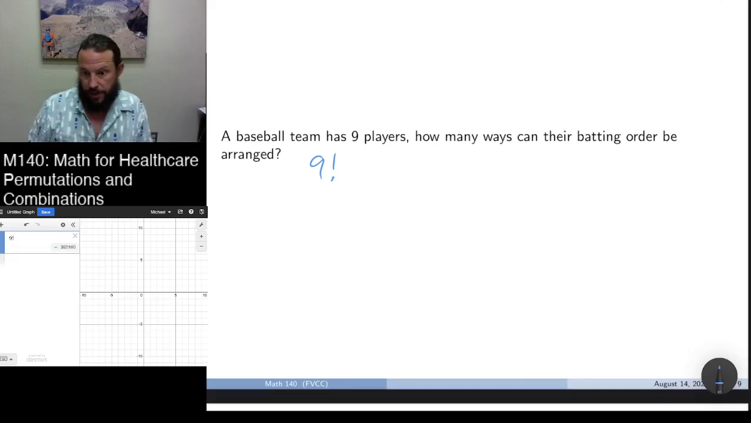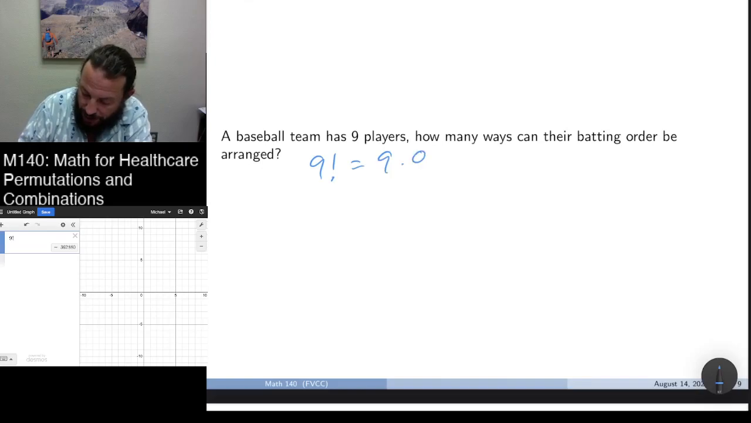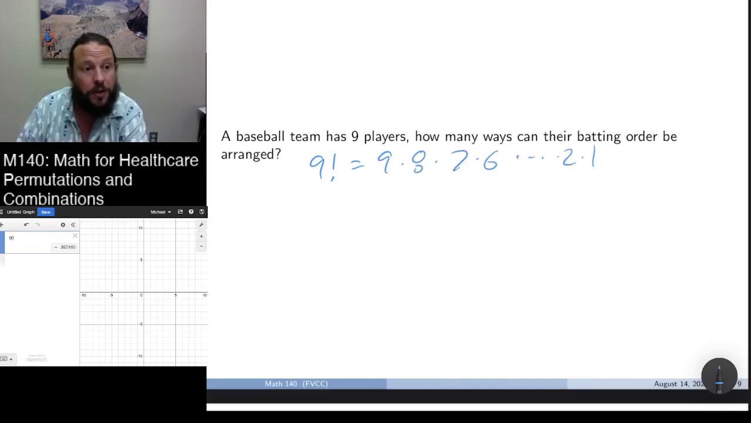Turns out that's about 363,000-ish. But that's how we did that. We did 9 factorial, right? And here the order matters. And remember that factorial symbol, right? Let me just remind us, what does factorial mean? 9 times 8 times 7 times 6, all the way down to times 2 times 1. Revisit the slides from last time if you don't remember that. They should be right there for you.